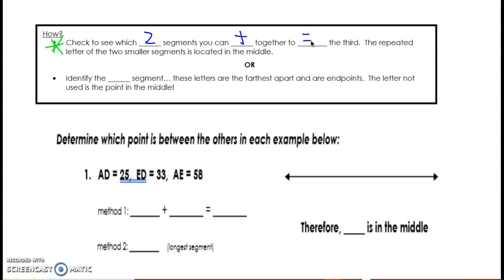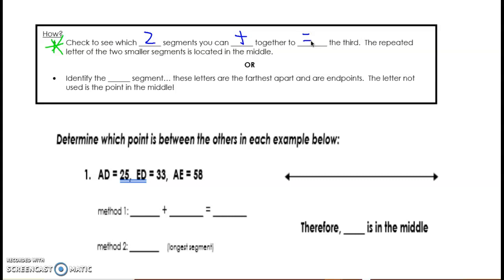Once you find the two segments that you're adding together, your letter that is in the middle is the repeated letter of the two smaller segments. So let's take a look at an example because that's a lot of words. So let's put it into practice. Taking a look at this example below, AD is 25, ED is 33, AE is 58. So again, if we're using method 1, we're going to check to see which two segments I can add together to get to my larger.